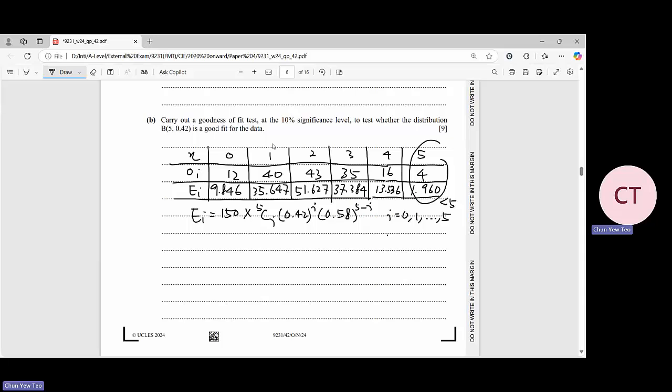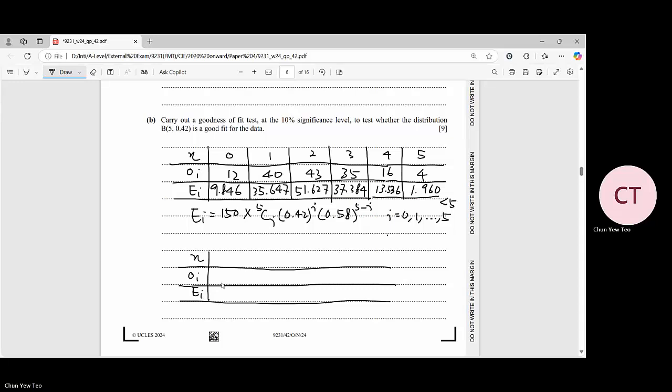Less than 5, we need to combine the table. So over here, I will combine the table. I need to draw the table one more time. So this is X, this is the OI, this is the EI. So this is 0, 1, 2, 3, and then greater or equal to 4.